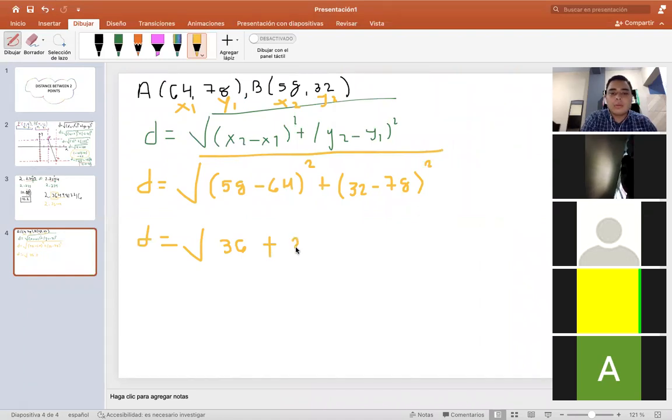2,116. Who can give me the result? 36 plus 2,116, everything into a square root. Who can give me the final result of this?